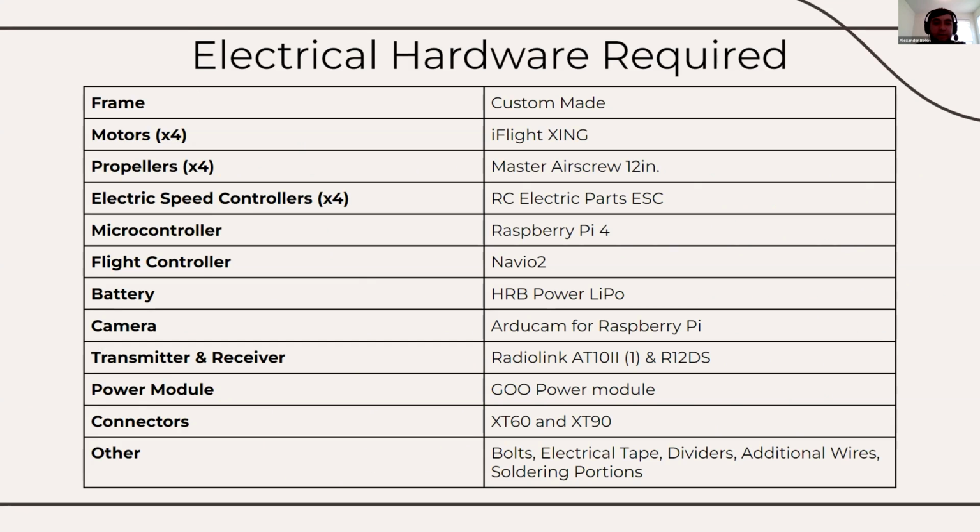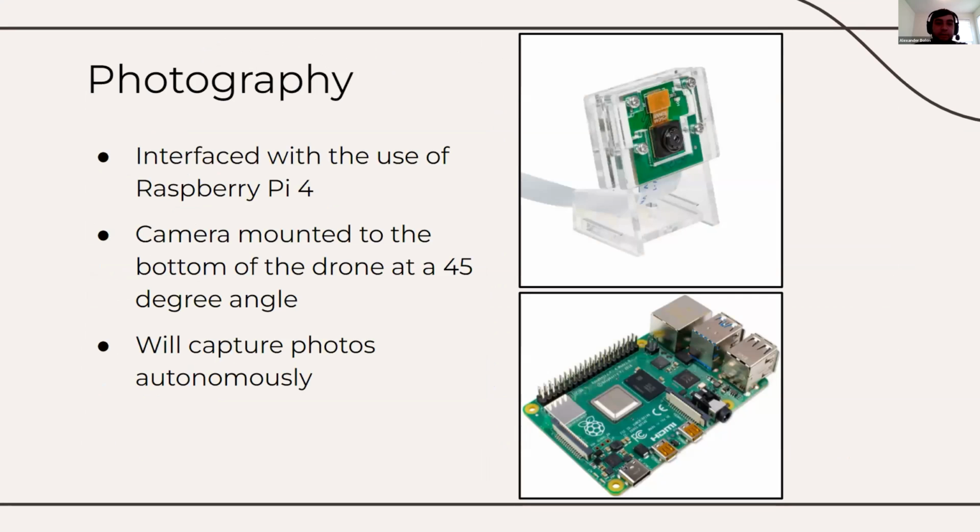Here's a list of all the electrical hardware for the drone itself. As you can see listed here, we have our frame, motors, propellers, and etc. Going into a little more about the photography aspect, the picture in the top right is our camera, and it interfaces directly with the Pi, and it'll be mounted to the bottom of the drone. We will use this to capture photos autonomously and store them on an onboard SD card on the Pi.